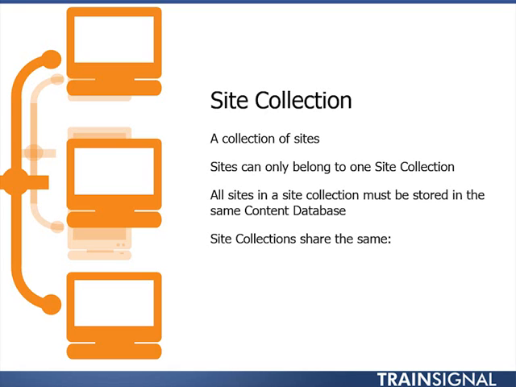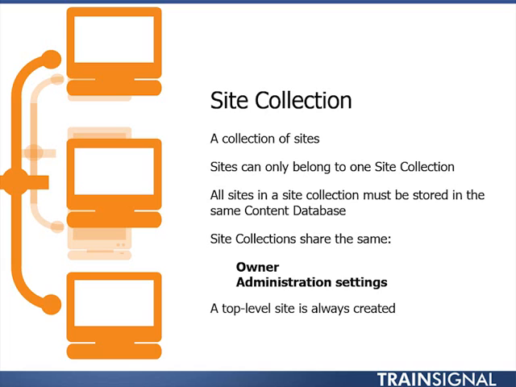And remember, when we created the web applications, we also created that content database. Site collections share the same owner and administration settings. So as we're creating these site collections, any settings, permissions, or services that we apply to that site collection are going to be applied to all the sites and sub-sites beneath it. A top-level site is always created when you create a site collection, and it's called a top-level site simply because it's the first one. It doesn't have any more significance or importance than any other site or sub-site below it.